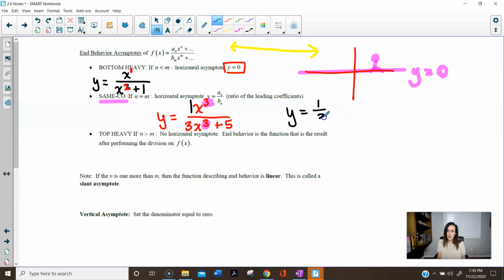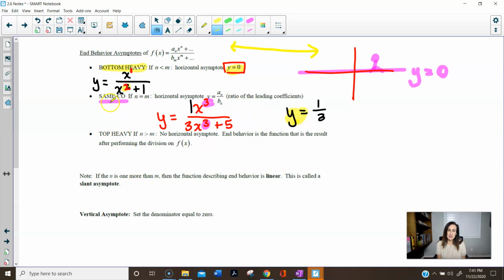All right, so far we've been looking at horizontal asymptotes. So these are horizontal lines where the graph will approach. It's always a y equals equation. If the graph is bottom heavy, meaning the degree in the bottom is greater than the degree in the top, your equation or your asymptote is at y equals 0.